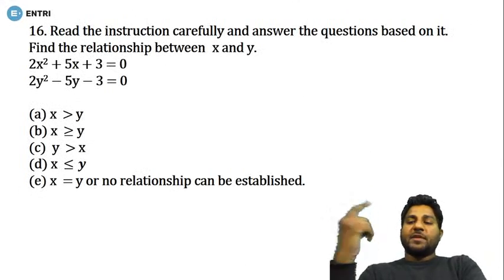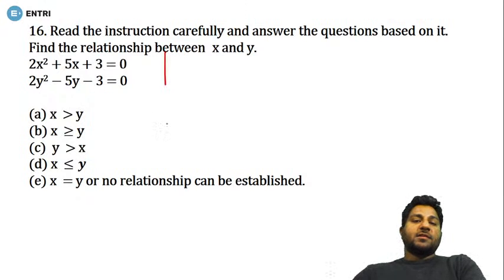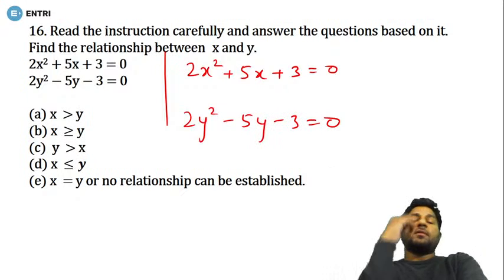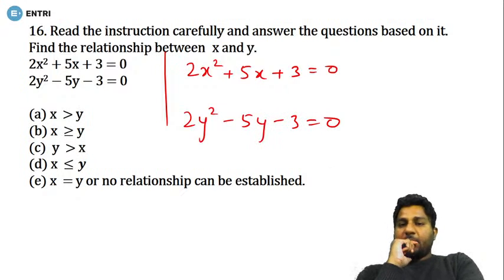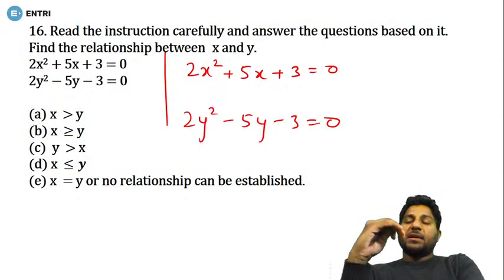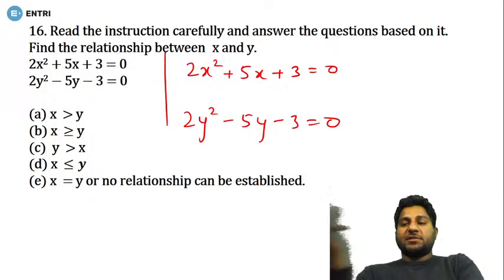Next one, look at this. This looks simple. 2x square plus 5x plus 3, and 2y square minus 5y minus 3. How are you going to solve this one? Come on, tell me how you are going to solve this one. There will be two types of equations. Both are similar but are different in factorization.